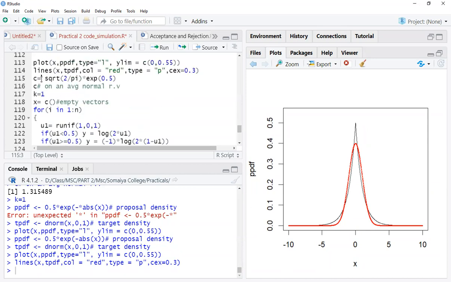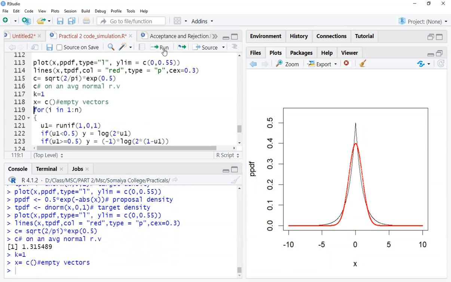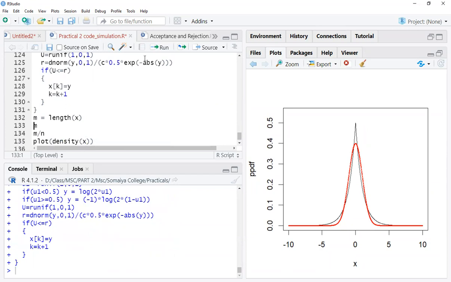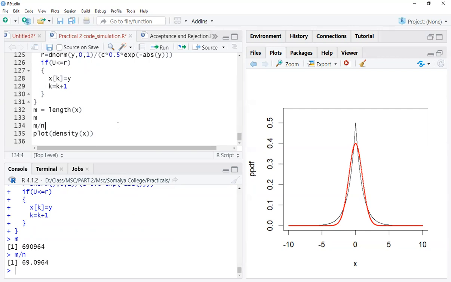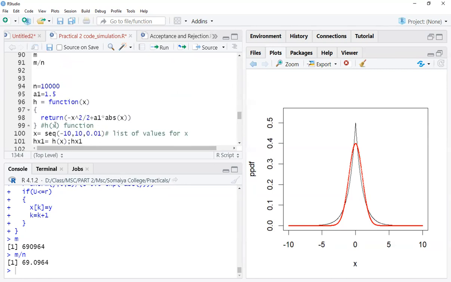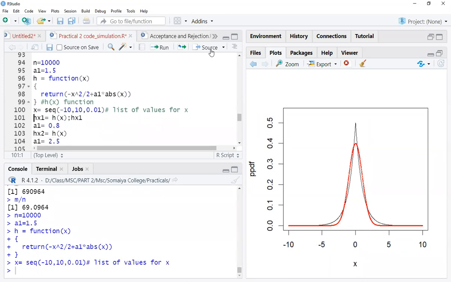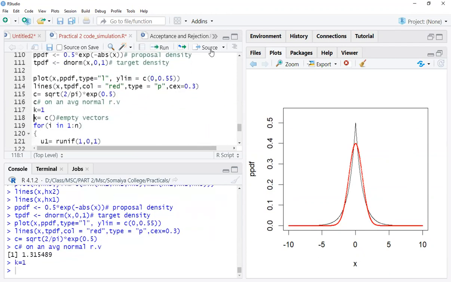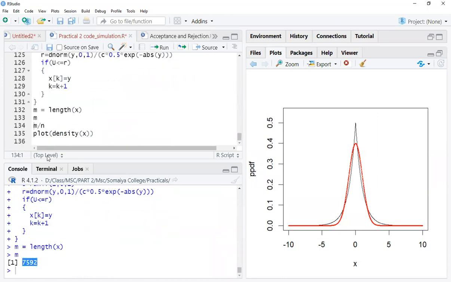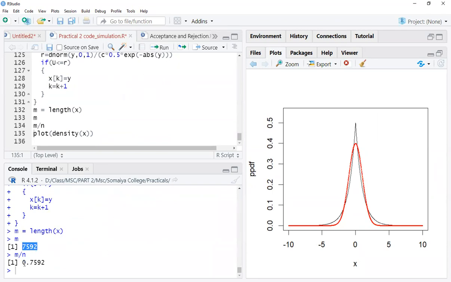We have not run this. Let's run this first. So it is 69%. It's a mistake, I guess, because we're generating 10,000. We'll run it once again. We may say that 75% is your acceptance probability in this problem.